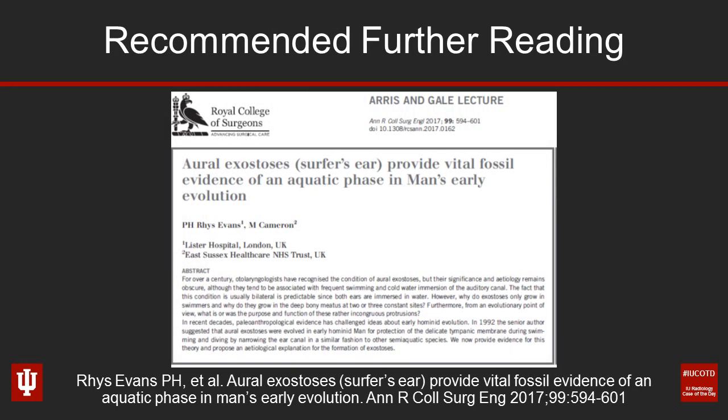Here's an interesting article to take a look at if you want to look at some of the science behind this, and at these external ear exostoses and some of the glimpses they can provide into the history of the human species as it's developed over time. It's just an interesting paper, a quick read that you can find the reference to down at the bottom, talking about how this may have played a role in the natural history of mankind and some evidence of an aquatic phase of early man's evolution.